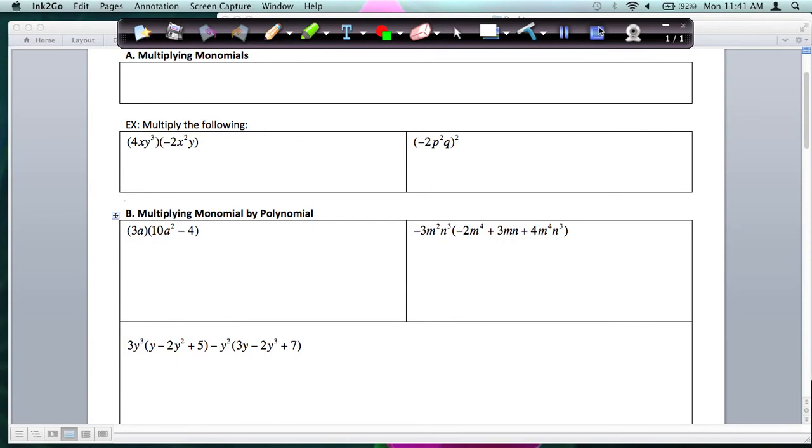We're going to get into multiplying polynomials, and we'll start with multiplying monomials. When you're multiplying monomials, you multiply your numbers together, and you also multiply your variables using the product rule. So remember, if you have x squared times x cubed, you add. If you have a power raised to a power, you multiply.